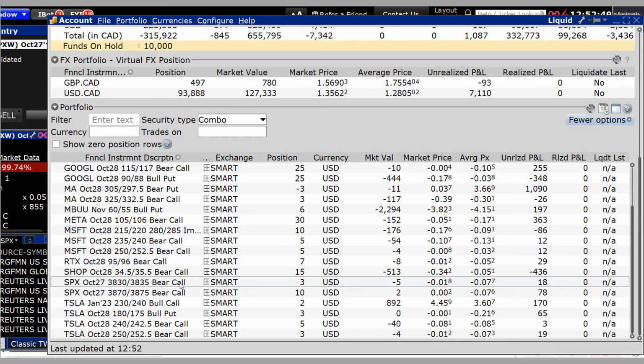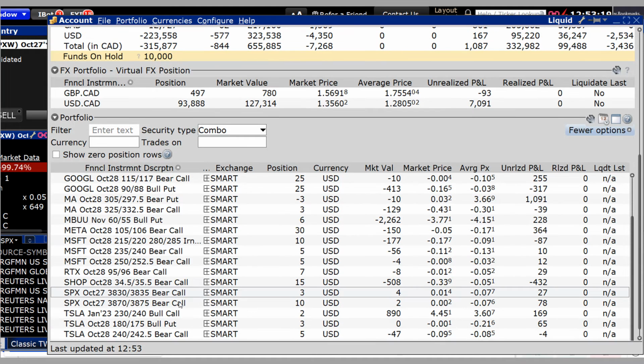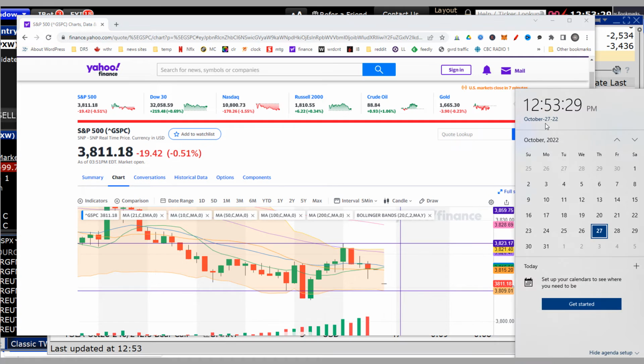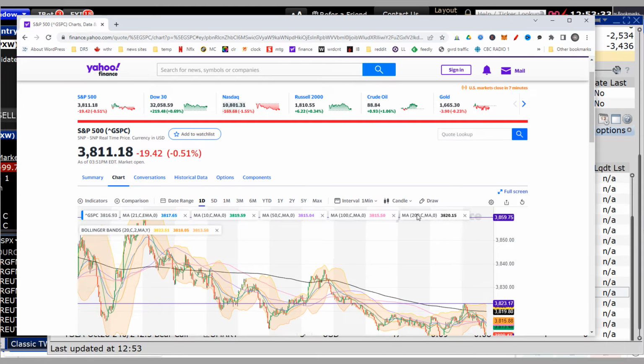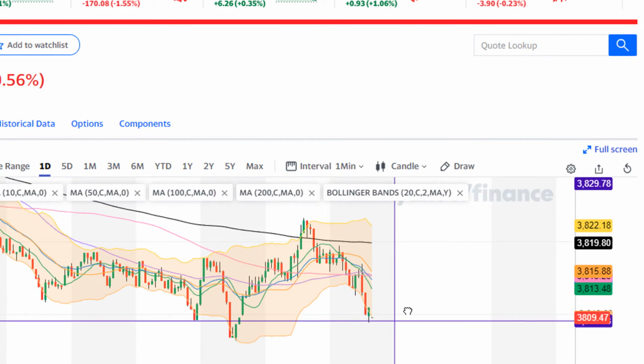So this is what this looks like. My 38.70 bear call that I put in this morning, that's basically worthless right now. The other bear call that I just put in a couple minutes ago, it looks like that is already going to expire out of the money as long as over the next 7 minutes, the S&P 500 stays below this level right here, which looks like it will.